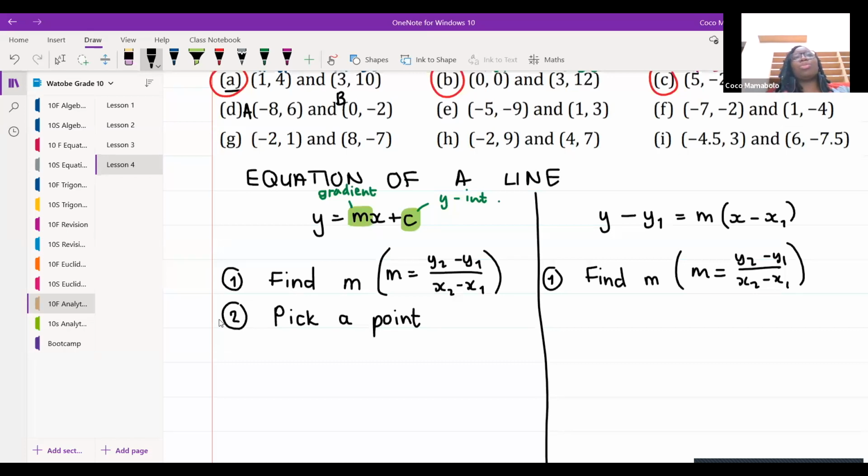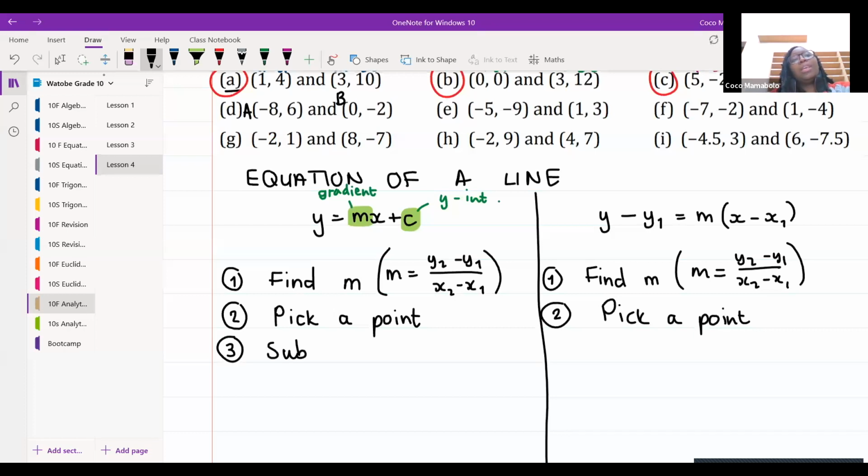We are going to choose either A or B. You're going to pick one point. Over here as well, you're going to pick a point. Pick a point. All right. And then step 3 is sub.